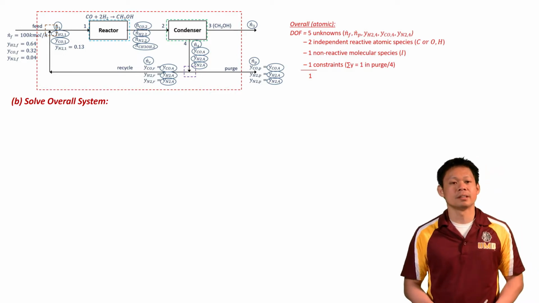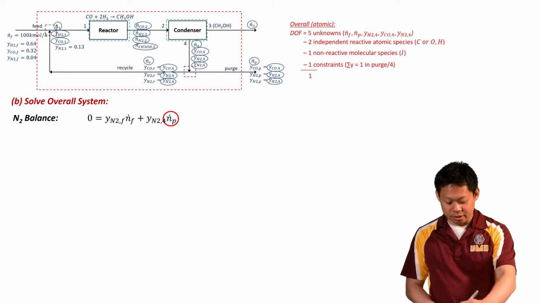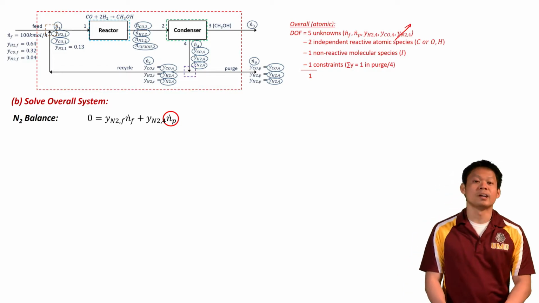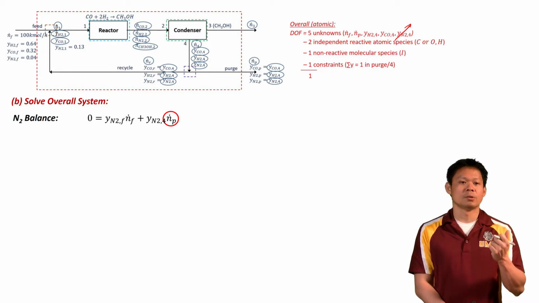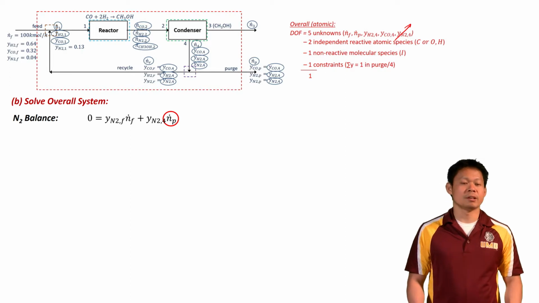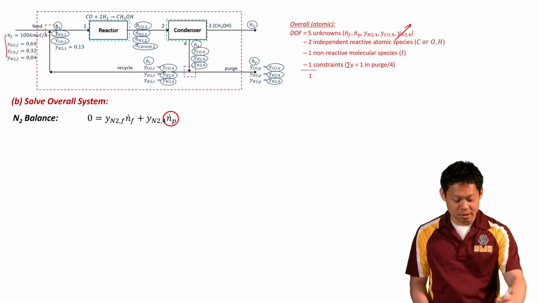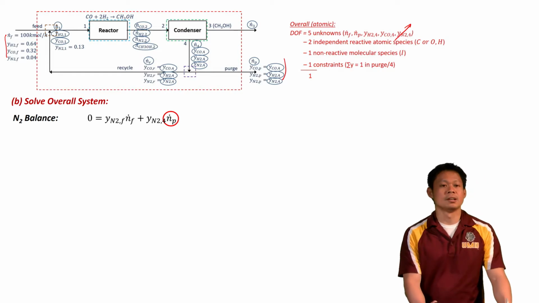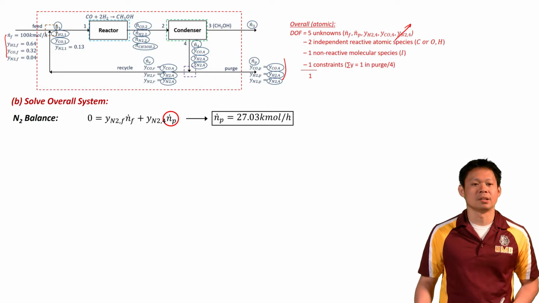In this case, I'm going to solve it using the atomic species method. So if you look at the degree of freedom right here, you will see that what we have solved for is actually this. So now we have 4 unknowns. In the 4 unknowns, we're going to solve it using our 2 reactive atomic species, our inert, and then 1 constraint. So by starting with the inert, our N2 balance, in is equal to out. So we have the overall system, nitrogen is coming in down here, and nitrogen is coming out down here. You realize we only have 1 unknown left, which is our molar flow rate of the purge. We can solve for that.